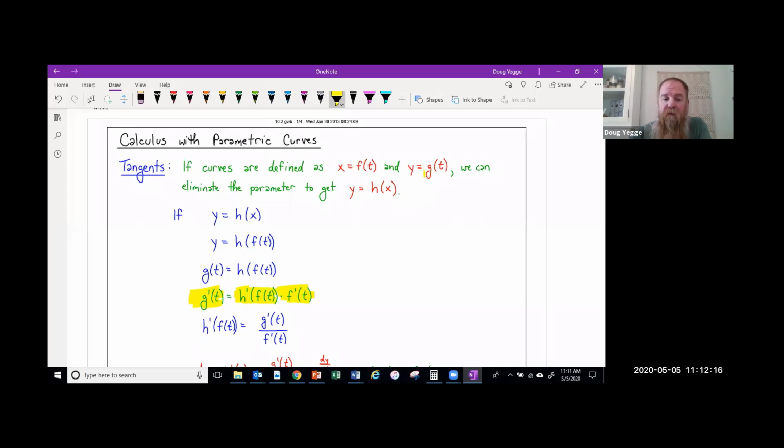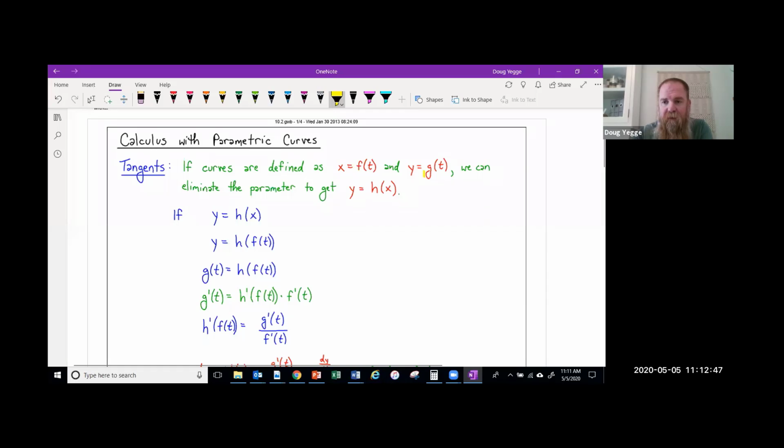Notice, though, that if I was originally trying to find the derivative of y, which is h of x, then I was really trying to find h prime of x, which means we should isolate h prime by dividing both sides by f prime. So it looks like all we're doing here is taking g prime of t, dividing by f prime of t, and that is the derivative of that parametric set of equations.